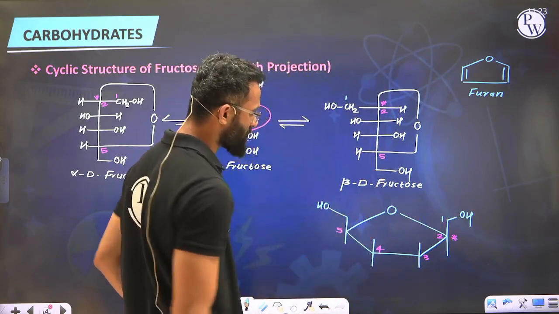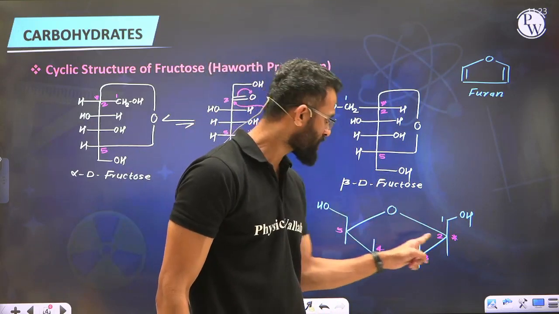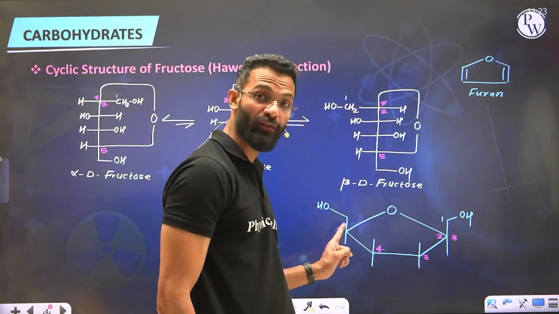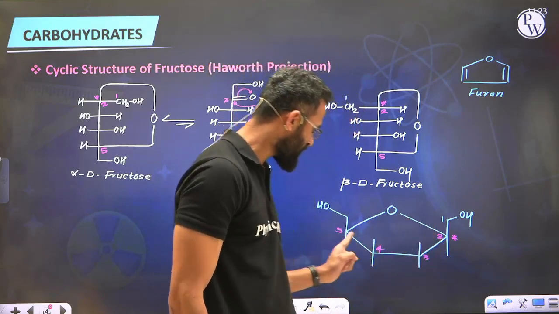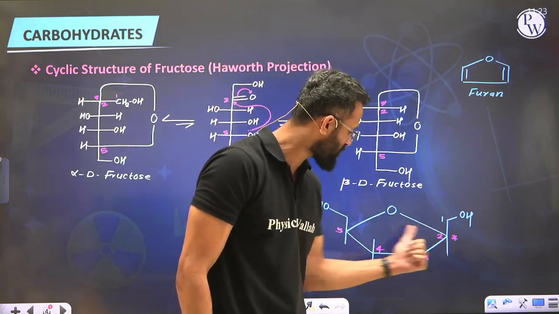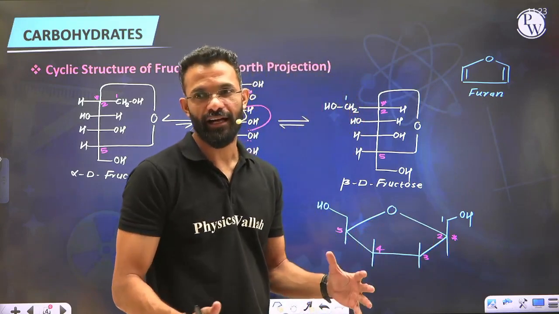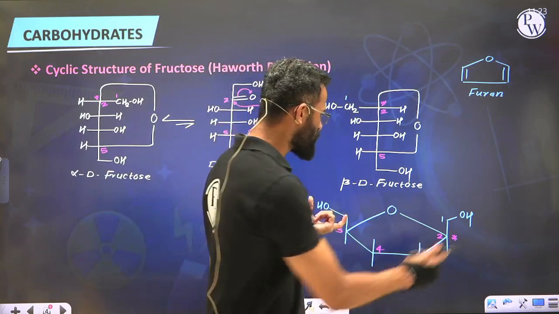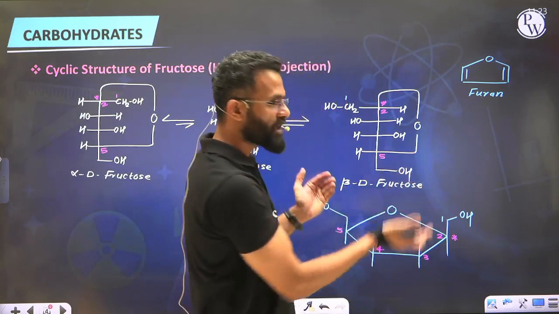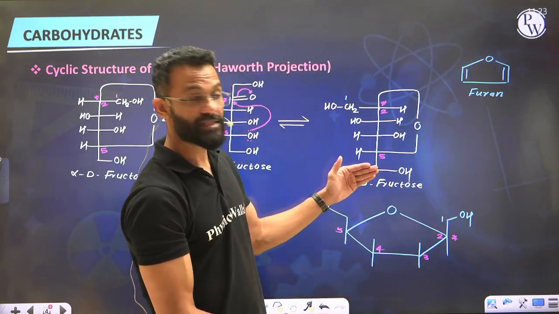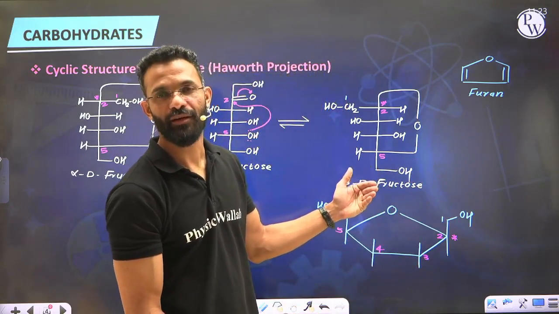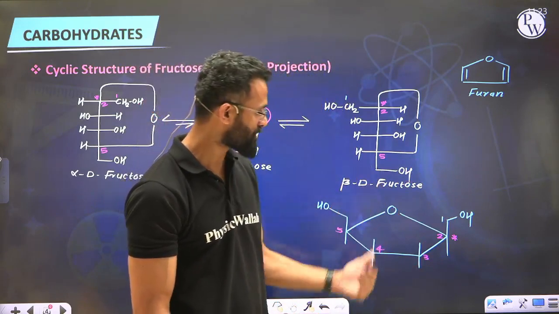So see now what happened. Oxygen is flanked between carbon number 2 and 5. So we check the valency present at carbon number 2 and 5, or the group present at carbon number 2 and 5. The groups present at carbon number 2 and 5 are CH2OH and CH2OH. Both are pointing upward. Both are on the same side of the plane. So that's your beta anomer.